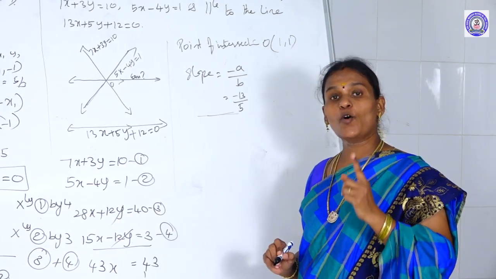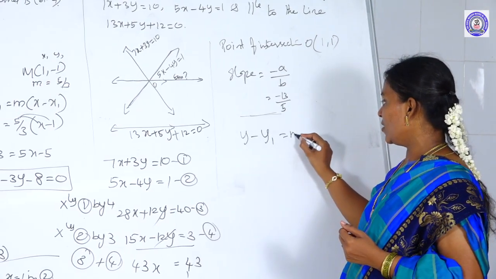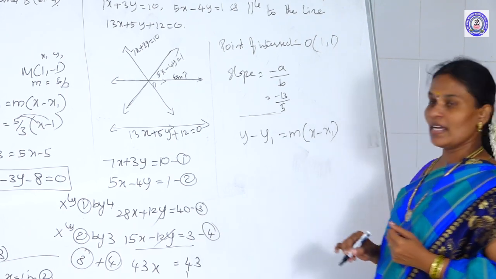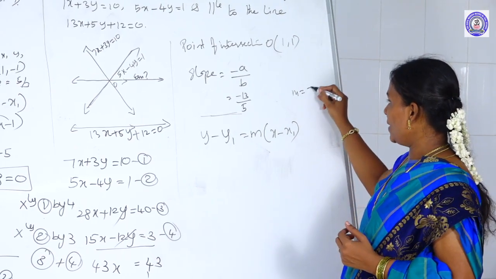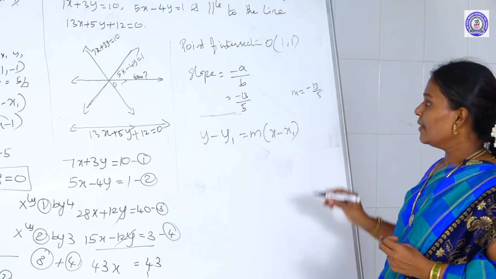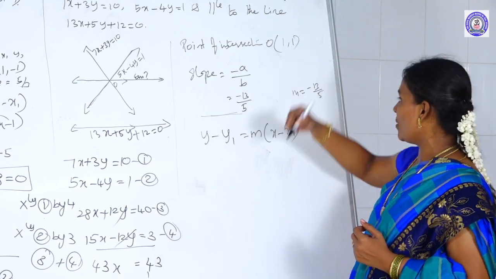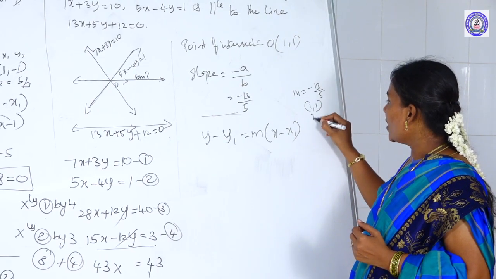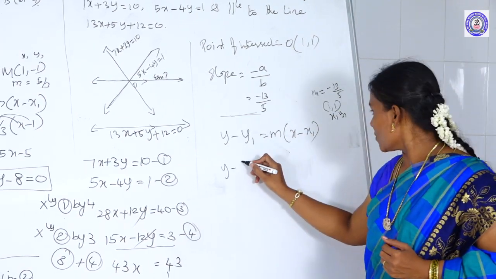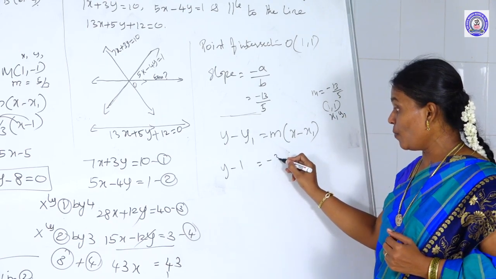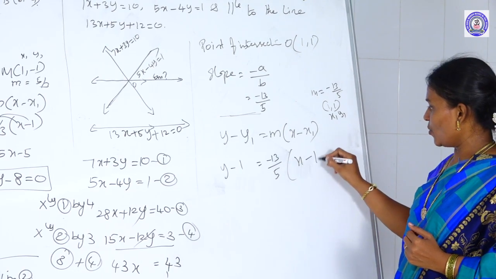Okay, you already know the slope and one point, so which form? Come on, what is that? Yes. y minus y1 is equal to m of x minus x1. Am I correct? Yes. What is m here? m is minus 13 by 5. Then what is the point? 1 comma 1. You consider this x1, y1. So y minus y1 is 1. This is equal to the slope, minus 13 by 5, of x minus x1, also 1.